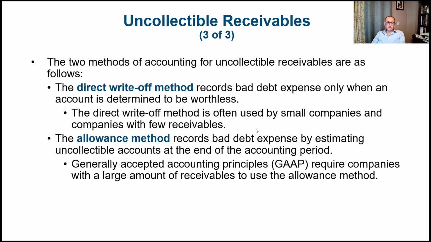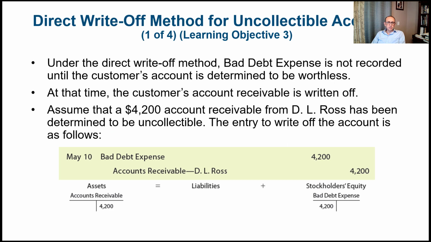Let's start with the direct write-off method. Under the direct write-off method, bad debt expense is not recorded until the customer account is determined to be worthless. When we are sure that this customer is not going to pay, we write it off. At that time, the customer account receivable is written off. Assume that a 4,200 accounts receivable from a customer called DL Ross has been determined to be uncollectible. The entry to write off the account would be as follows.